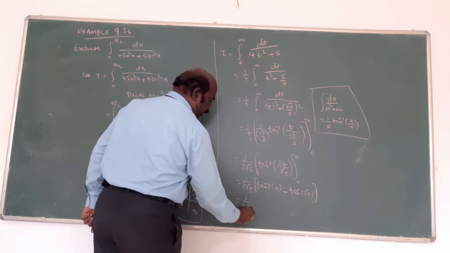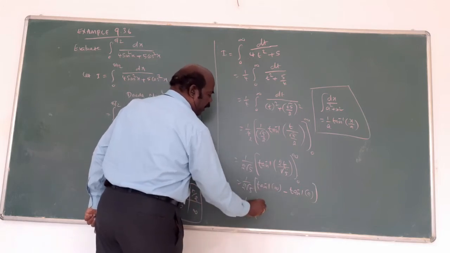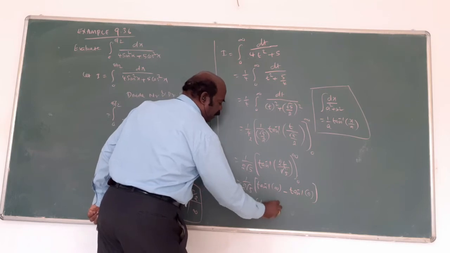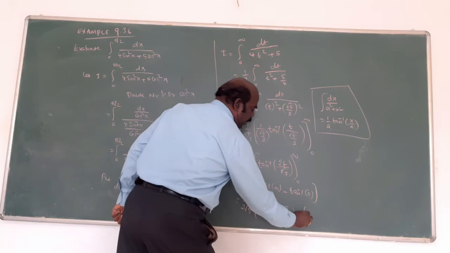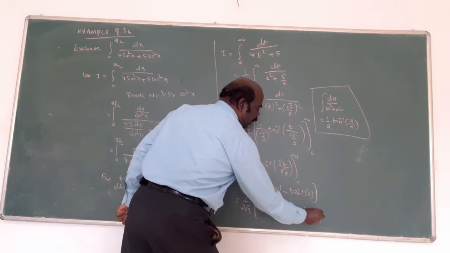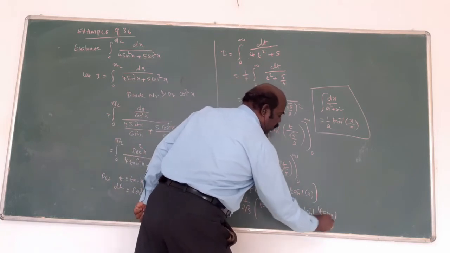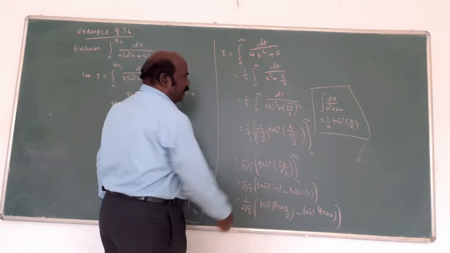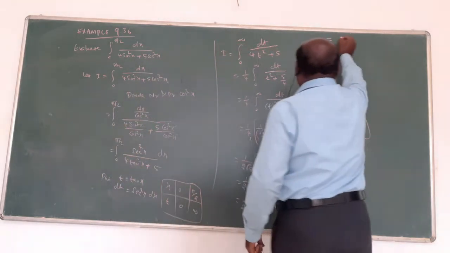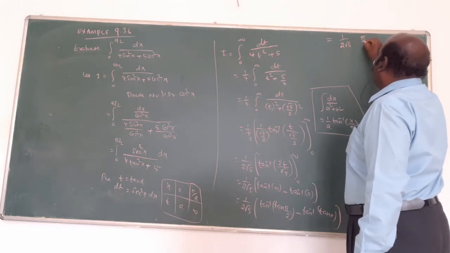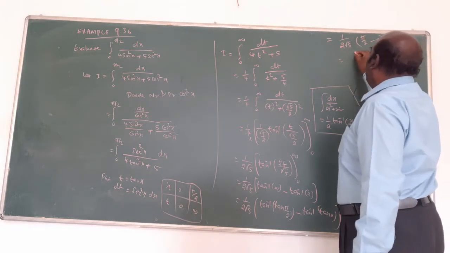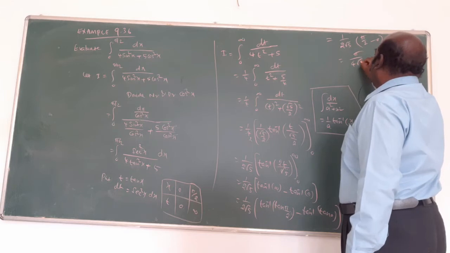1 by root 2 root 5. Already I told you, the infinity can be written as tan inverse of tan 90 degrees. Am I right? Minus tan inverse of 0, which can be written as tan 0. Then only tan is cancelled. We get the answer 1 by 2 root 5. This is pi by 2 minus 0. Am I right?